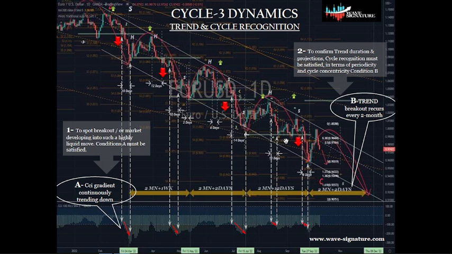All right, so condition B must be satisfied. We must relate the market action to the cycle periodicity. All right, this is the cycle wavelengths and its amplitude. In this example here, we can find that there is a recurring cycle every 2 months, sometimes a bit longer, but the cycle does recur every 2 months.